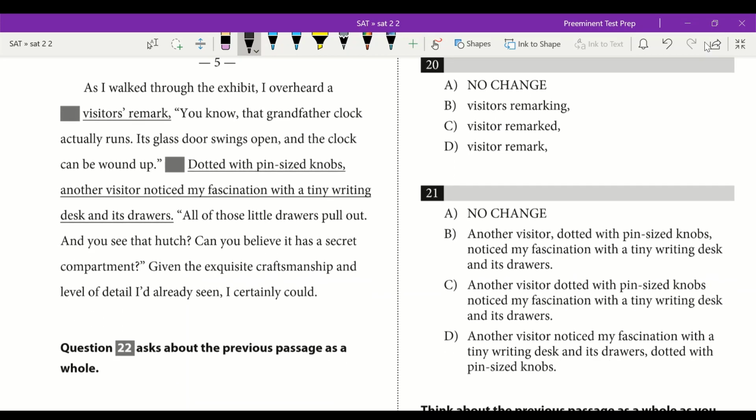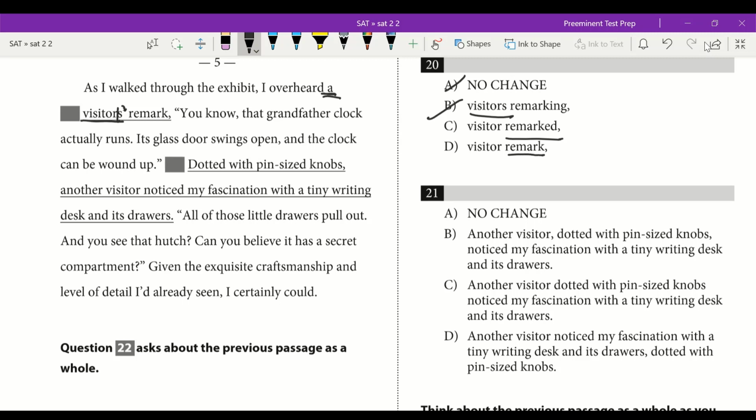Alright. As I walked through the exhibit, I overheard a visitor's remark. Well, as I read this, when I see visitors with an apostrophe after it, I know we're talking plural visitors, but the problem is we have a visitor's. Well, if we have "I overheard a," then we know we have a singular visitor, so not multiple visitors, but one. So no change is out and B is out because it has visitors. So we are left with C and D, with the only difference being remarked versus remark.